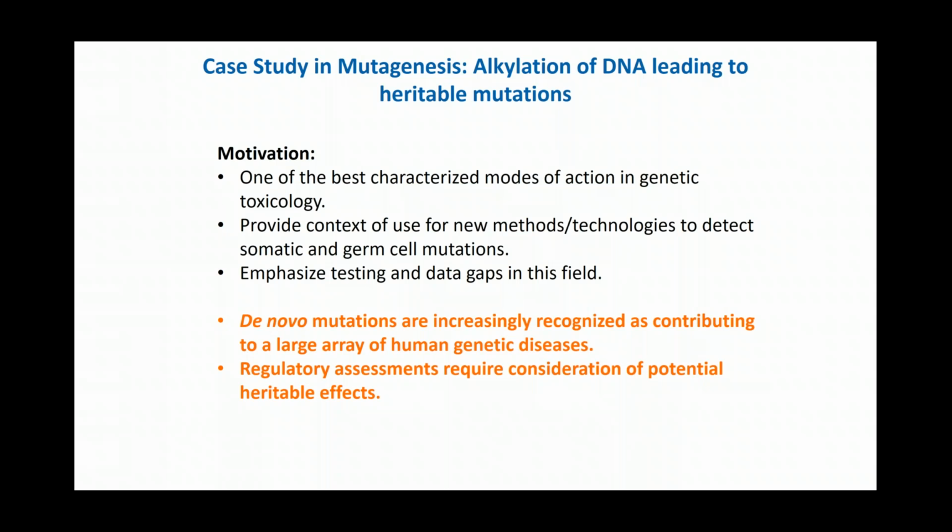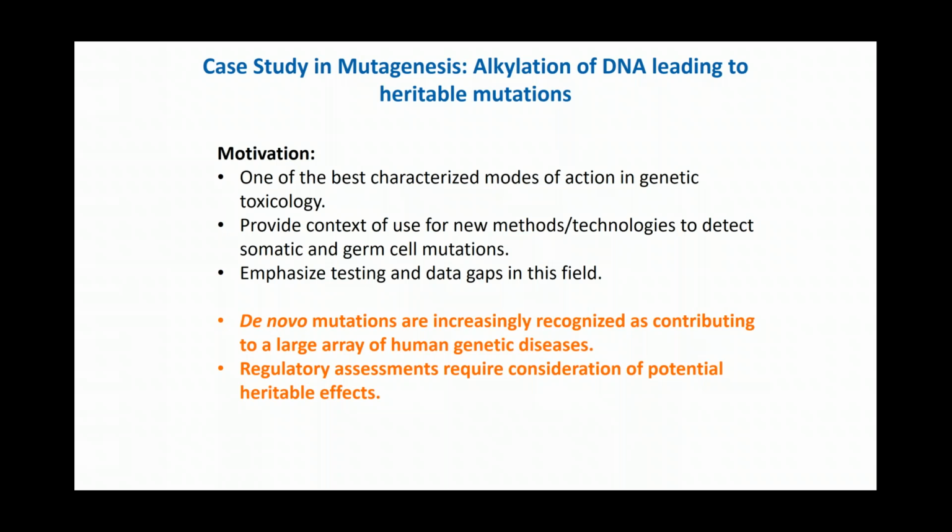Back in, I'm going to say 2013, we had our first workshop on AOPs, and we brought together a small group to say, here's this AOP program, do you think it's important? If you do, what should be the first AOP that we develop? The group decided that alkylation of DNA leading to heritable mutations would be a good place to start. Maybe this seems like a strange place to start because it's not used a lot in regulatory decision making, but it's one of the best characterized modes of action in genetic toxicology, and we understand it very well. So we thought it would be a great place to start for that reason.